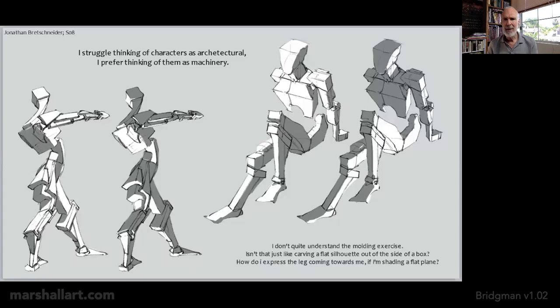I don't quite understand the molding exercise. Isn't that just like carving a flat silhouette out of the side of a box? How do I express the leg coming toward me? You're asking me a question that seems like you're doing it. There is the leg coming toward me, and there is the chiseling of the leg to say that it is now a block, and we're going to do that a lot for tonight's homework as you turn these skeletons into basic forms. We're going to do that with every bone you can do.